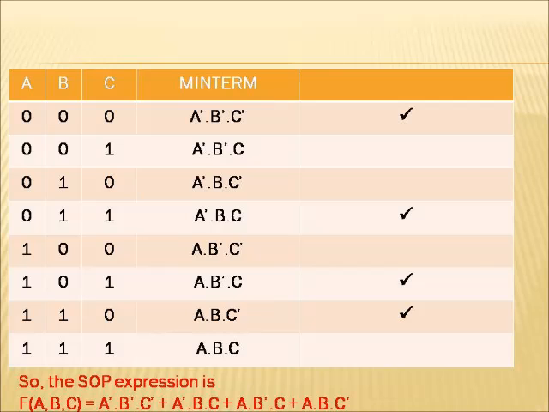So the SOP expression is f of a, b, c is equal to a bar dot b bar dot c bar plus a bar dot b dot c plus a dot b bar dot c plus a dot b dot c bar.